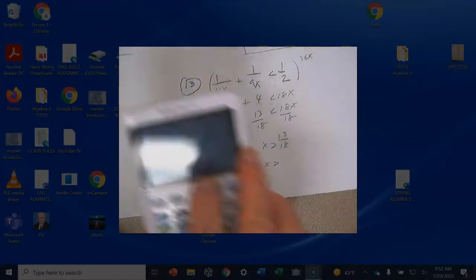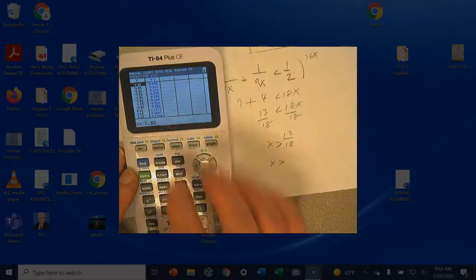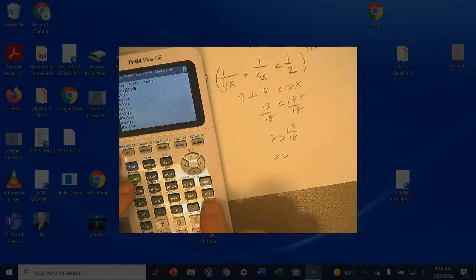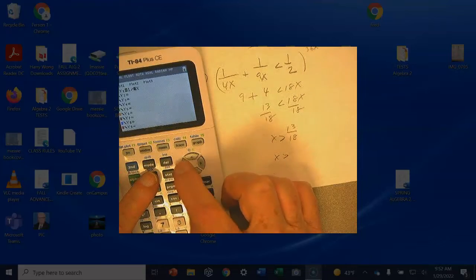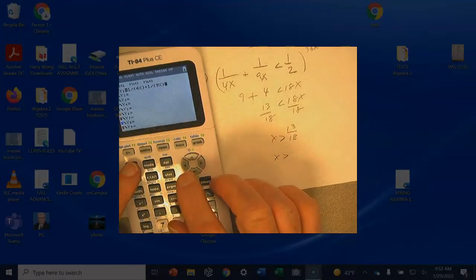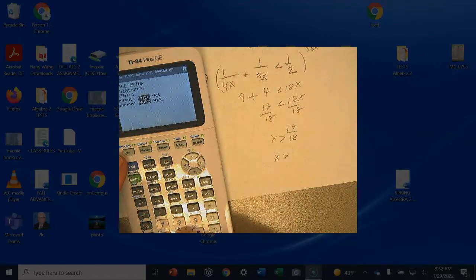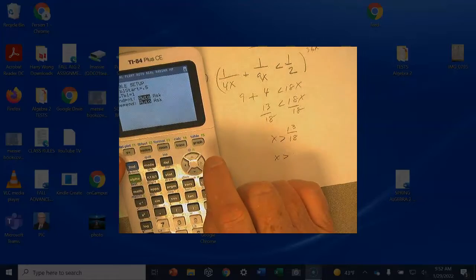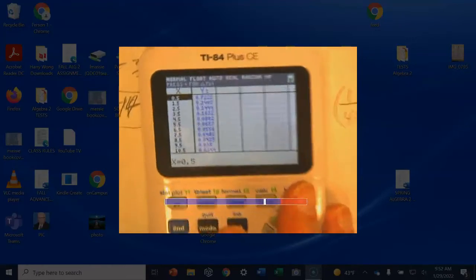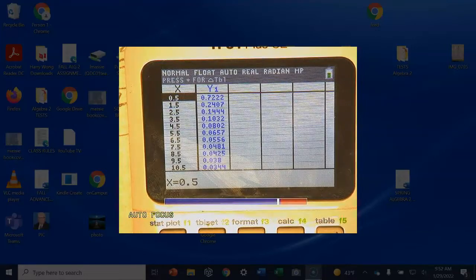Well, let's see. Let's get on our calculator. Get your calculator out. Go to y equals, erase that. 1 divided by 4x, plus 1 divided by 9x. Okay, and let's set my table at a half. Okay, so second graph. Okay, so there we go. Now looky there.